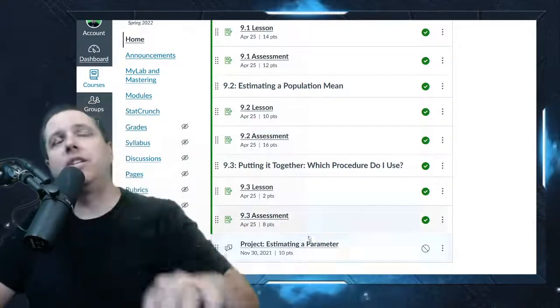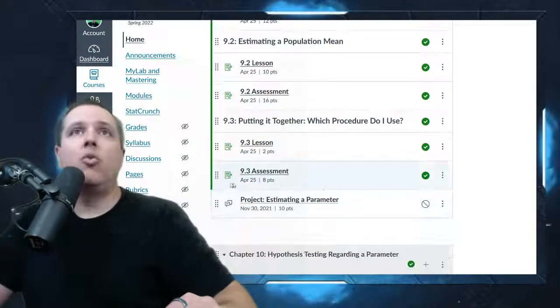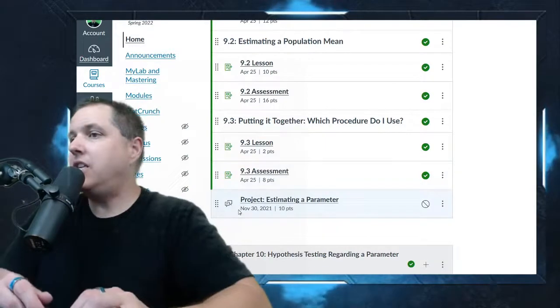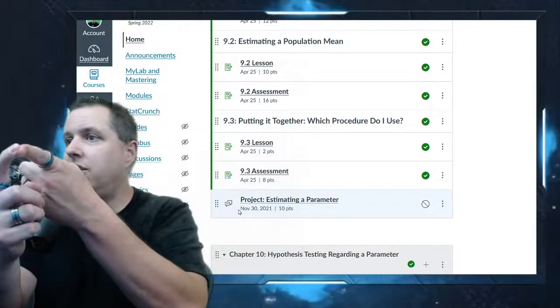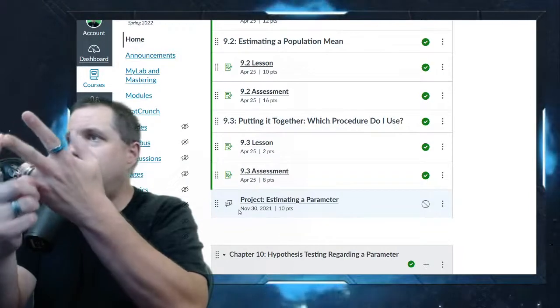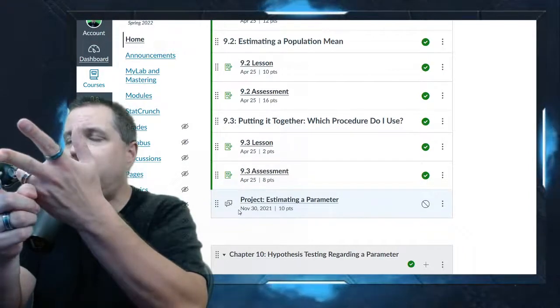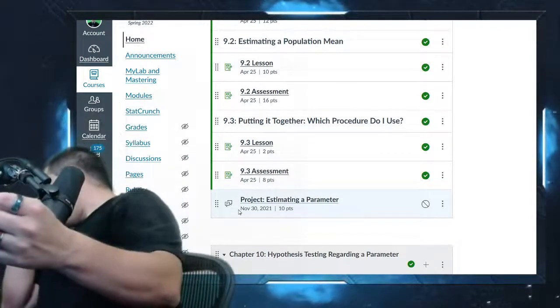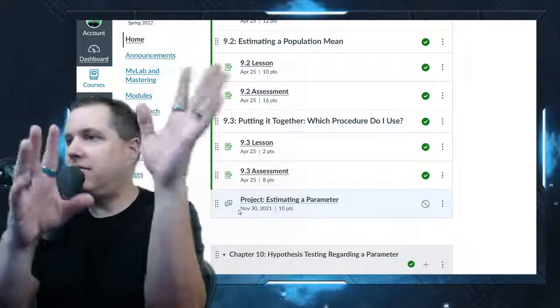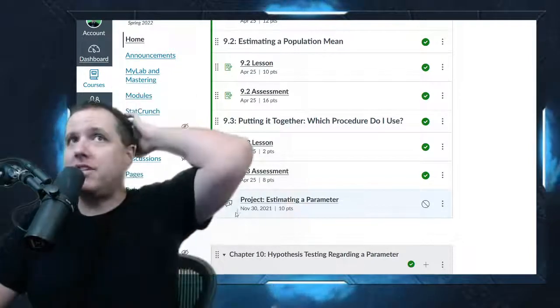Estimating a parameter, which in this case is like confidence intervals. When I grade this part, I'm pretty lenient with the grading because I just want to know, do you know what a confidence interval is? Do you know how to go into StatCrunch and have it calculate a confidence interval, and then you can make a conclusion from it, okay? If you can do those things, then you're probably going to get credit for this assignment.